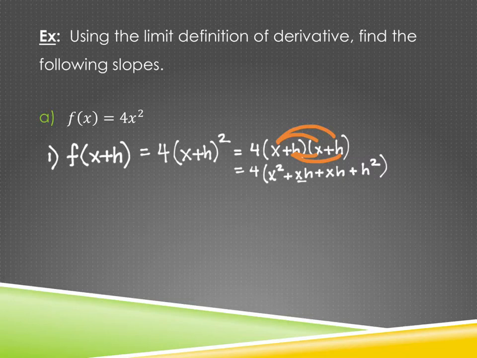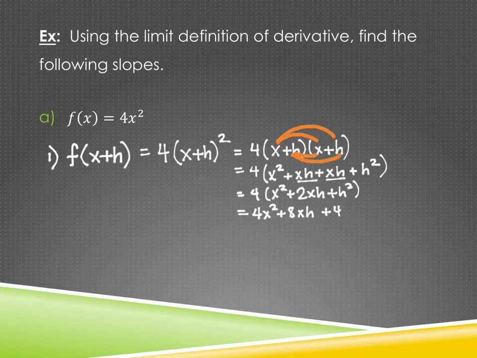We can combine the h's in the middle. And then we would distribute our 4 through. 4x squared plus 8xh plus 4h squared. Okay, that's the messiest step of the whole process because it's got the distribution part in it. Okay, so that's step 1. Any questions on step 1?